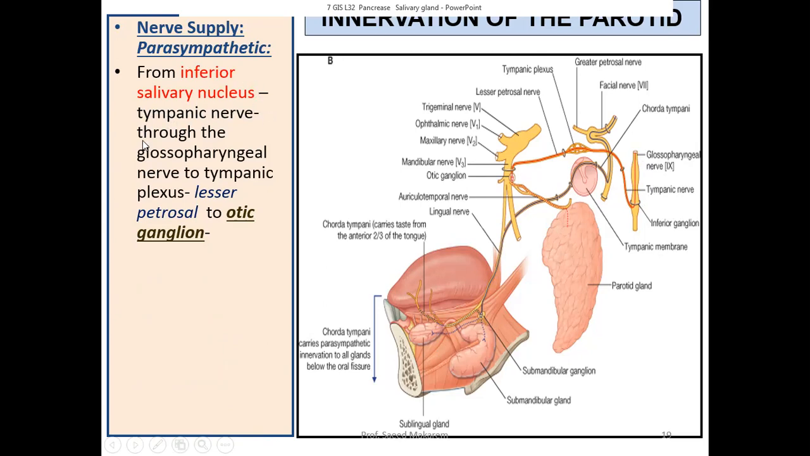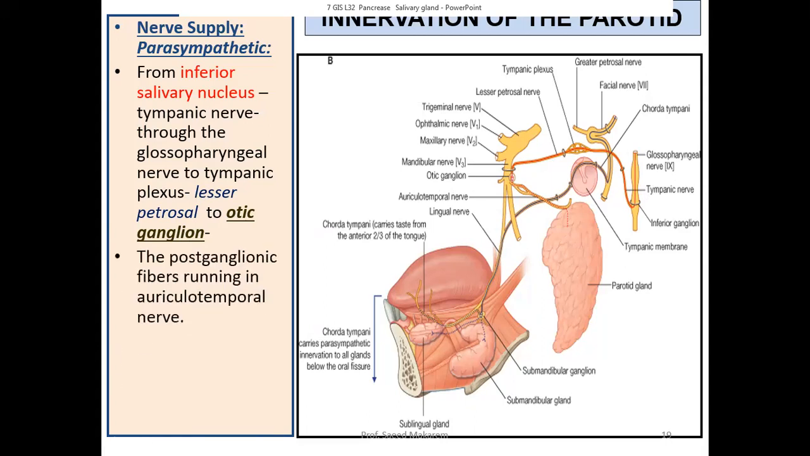So the tympanic nerve comes through the glossopharyngeal nerve to the tympanic plexus, then through the lesser petrosal nerve to the otic ganglion. So this is the lesser petrosal nerve, and from there to the otic ganglion. The otic ganglion has a very important role in the secretion of the parotid gland.